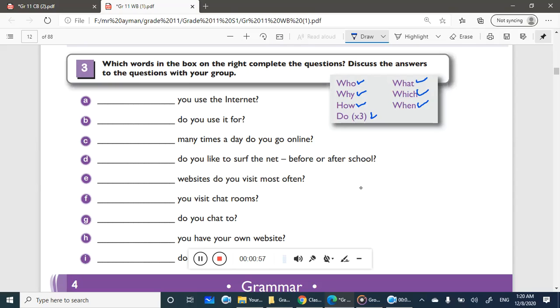Now read this question, try to answer from A to I. Then let's go back and check our answers.